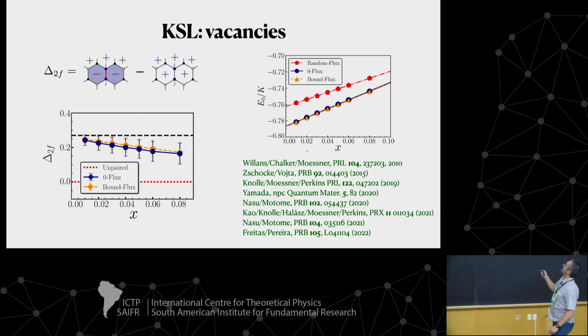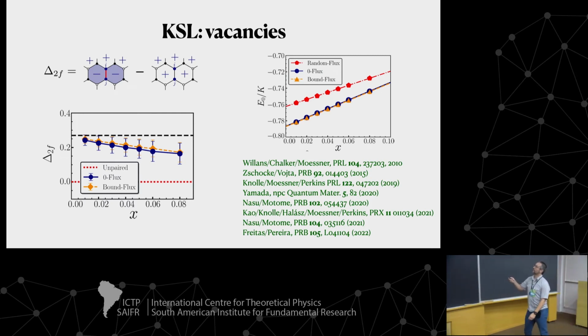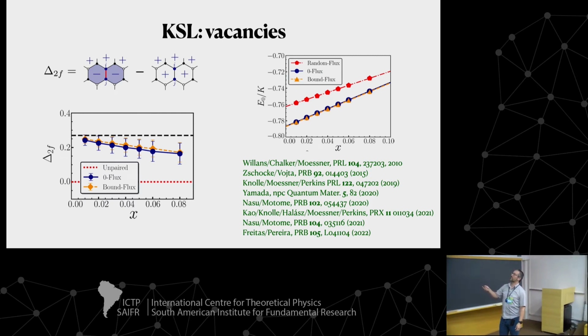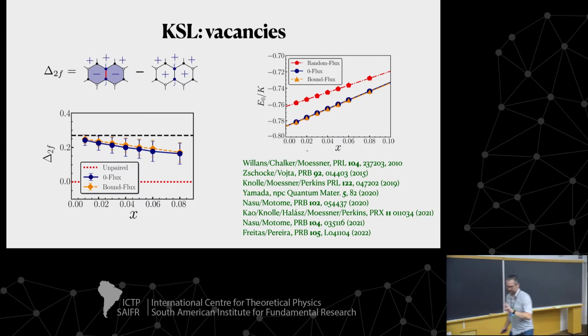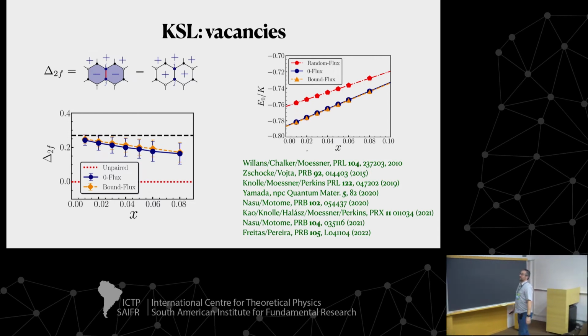And we do this variationally, so this is the ground state energy divided by the Kitaev coupling as a function of dilution. And you really see that this is a different state, the random flux, which does not have a good energy. You see the zero flux and the bound flux are really close in energy, but the bound flux is indeed smaller. So this is really the ground state. I mean, people realized this for a single vacancy, and it's true for a finite fraction.